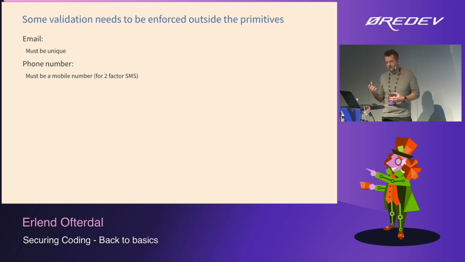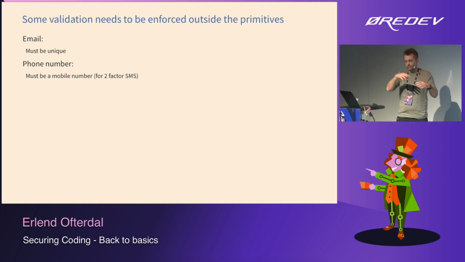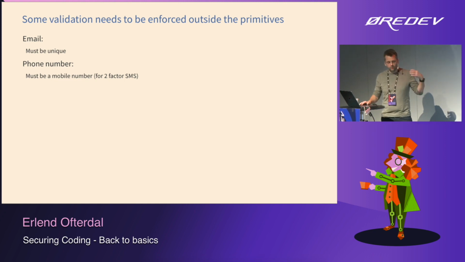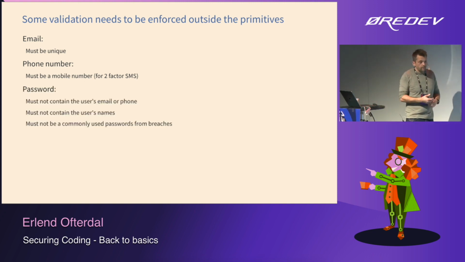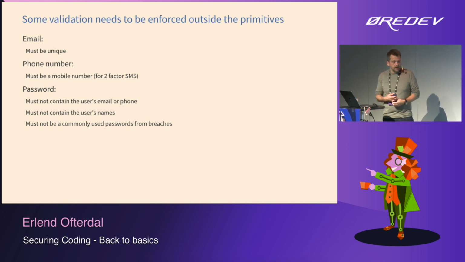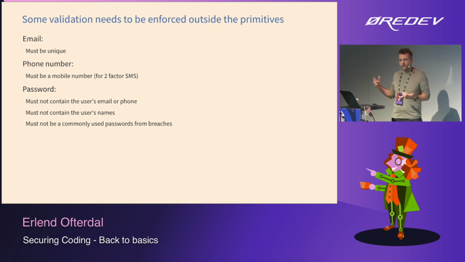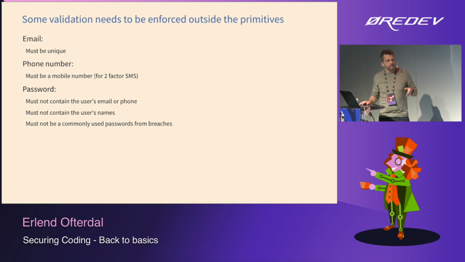Well, there's a big library from Google with all the kinds of different rules for different countries, and it's very different from country to country. So that's also something that you wouldn't add to the primitive itself. It needs to be checked by some utility method in this case. And then maybe you have rules like the password should not contain the user's email or phone number, and should not contain any of the user's names, and it should not be a commonly used password from data breaches. Again, this is not something the primitive should know anything about, because the primitive should only wrap a value and look at that. So we will need some validation services as well.